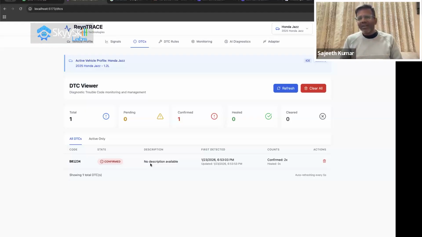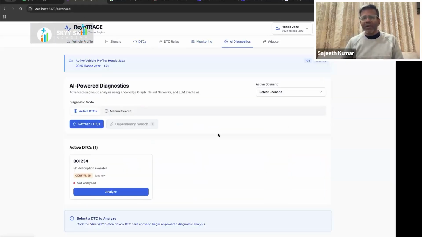So what we are currently working on is we have built out a diagnostics layer here. What we are now trying to do is connect to the vehicle and extract the data from the vehicle as scan signals.